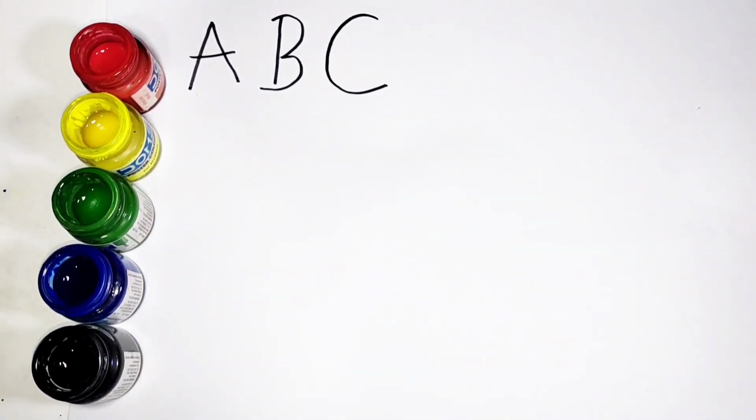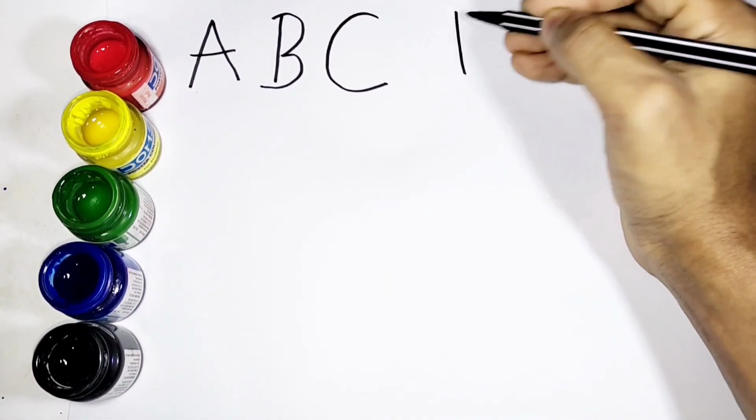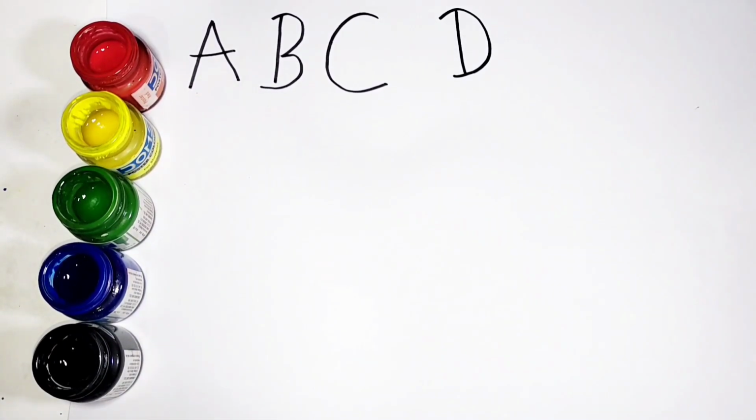The next one is C. C for cow, C for cat. And the next one is D. D for dog, D for doll.